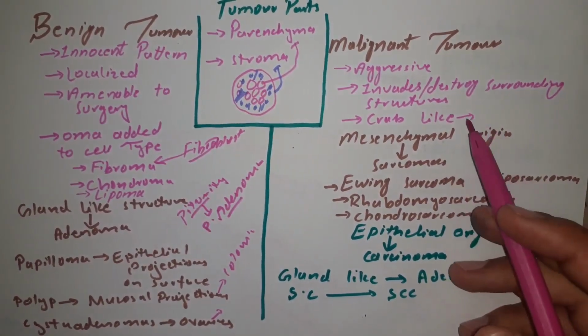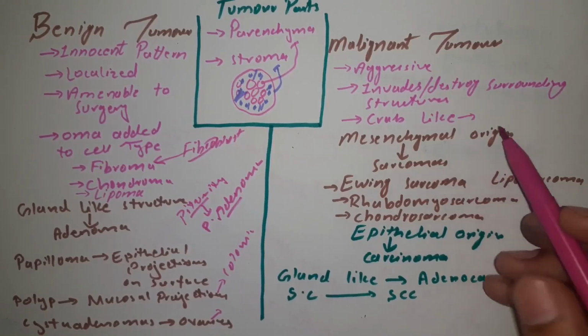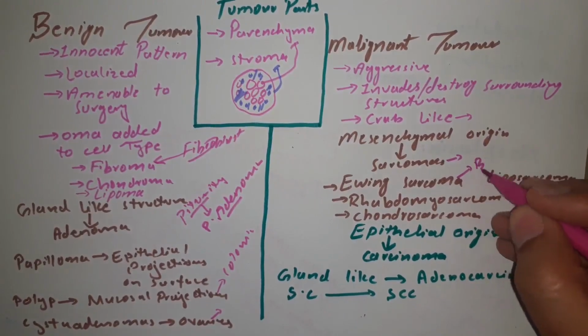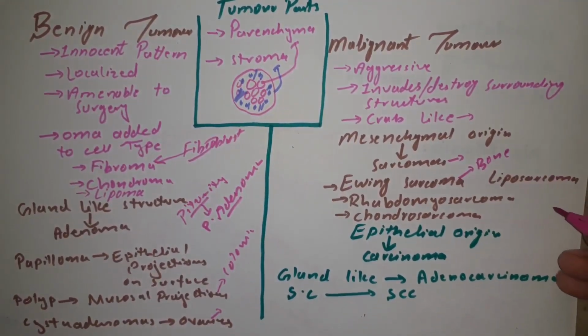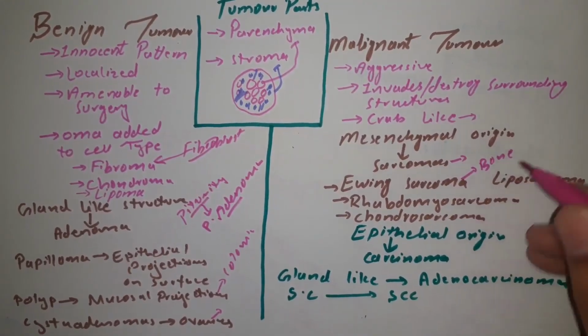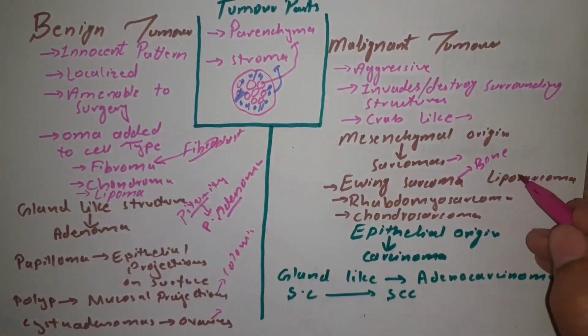In case of malignant tumors, the tumors which arise from mesenchyme or have mesenchymal origin, the word sarcoma is used with them. For example, Ewing sarcoma is basically a bone tumor. And liposarcoma, if the tumor arises from lipid or fat cells, from lipoblast. If it is a benign tumor, then the word lipoma is used. And if it is a malignant tumor, then liposarcoma is used.